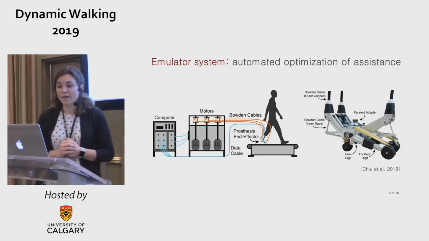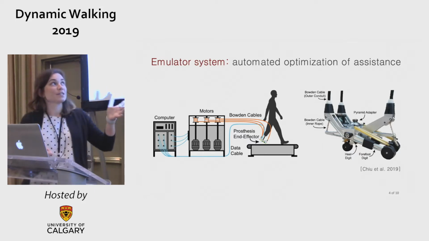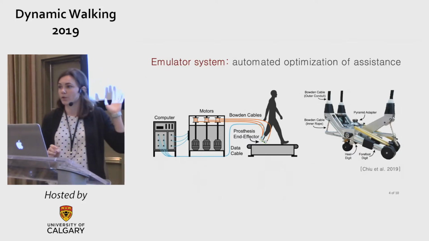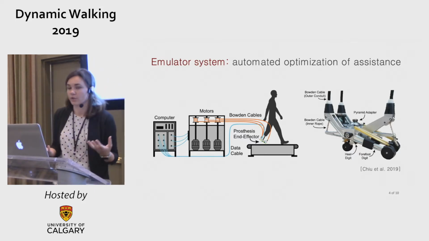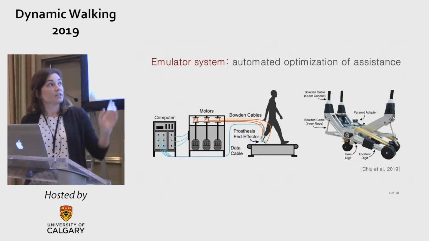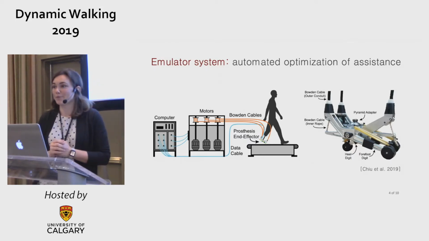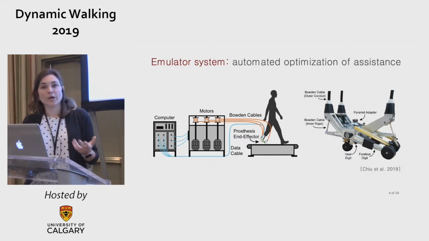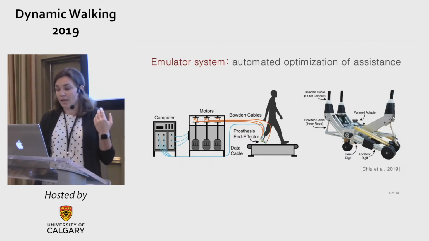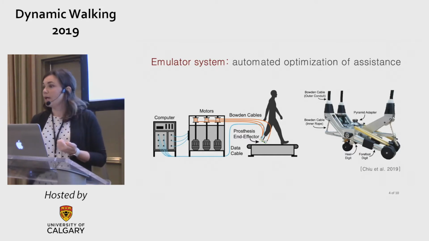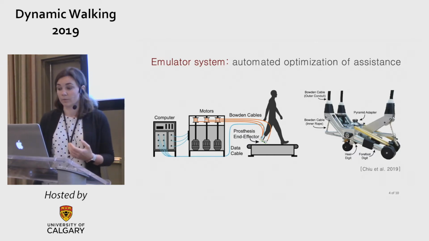And so we have a prosthesis emulator over here. It's a prosthesis that is tethered to powerful off-board motors and a computer. It allows us to very quickly change the control profiles of the device. The device itself is shown on the right. Vince will talk about it in more detail tomorrow. But the point here is that it's very lightweight and allows us to dictate all sorts of behaviors to it that we can test and see how people respond.